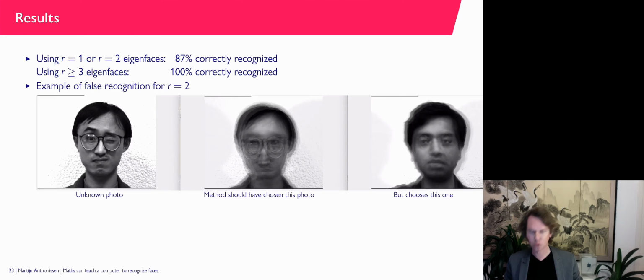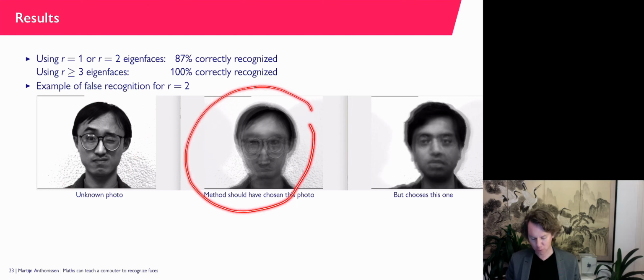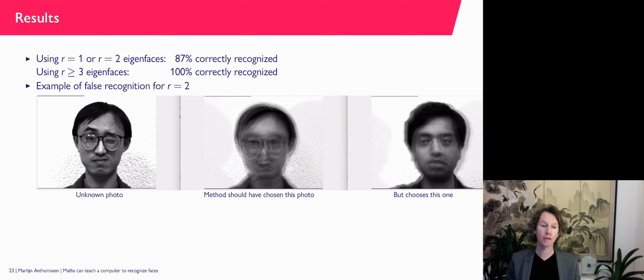And just to see when it goes wrong: in the same cases that the average person would go wrong. So this is the unknown photo here, and this is this person written in terms of 2 of his own eigenfaces, and this is if you would write his photo in terms of the eigenfaces of the person on this photo. So you see that it doesn't work well for this photo.